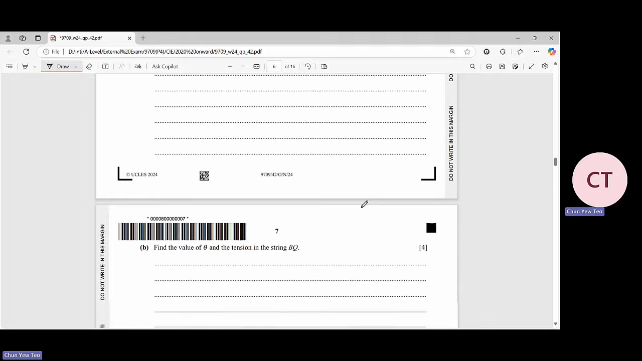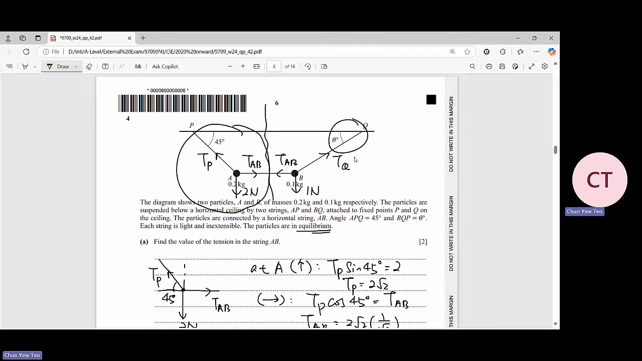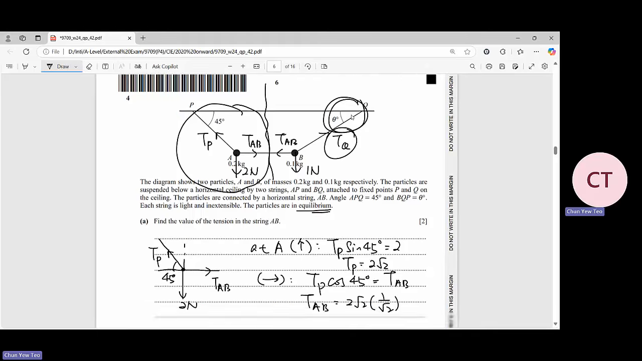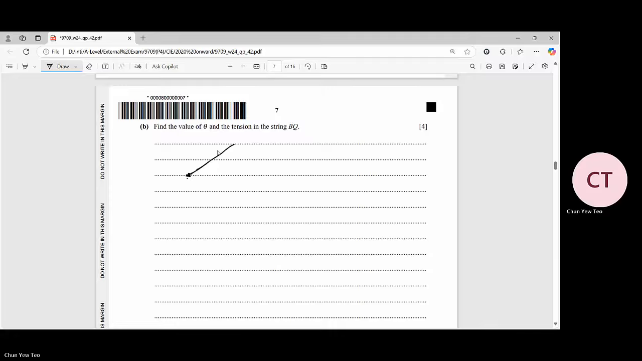Now we're moving on to the question number 4B. They want you to find the value of theta and the tension in the string BQ. So tension in the string BQ, that means we want to find this and this value, these two values. So we will take the diagram out. I will draw it over here. This is the tension of BQ, tension TQ. The weight over here is 1 Newton. And this is the TAB. And this will be your theta, just like that.